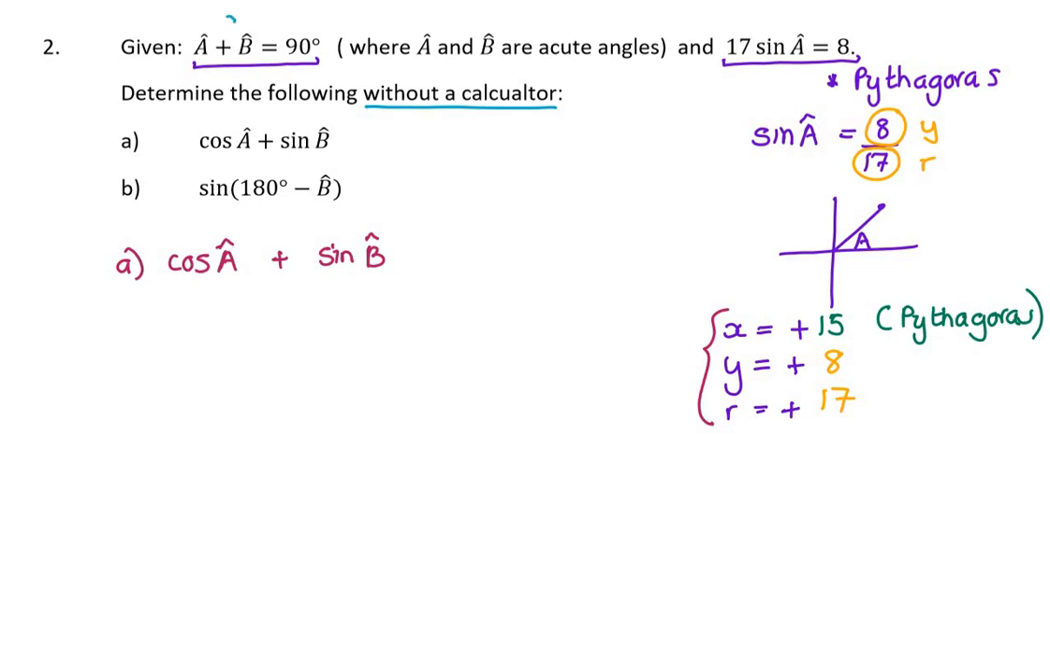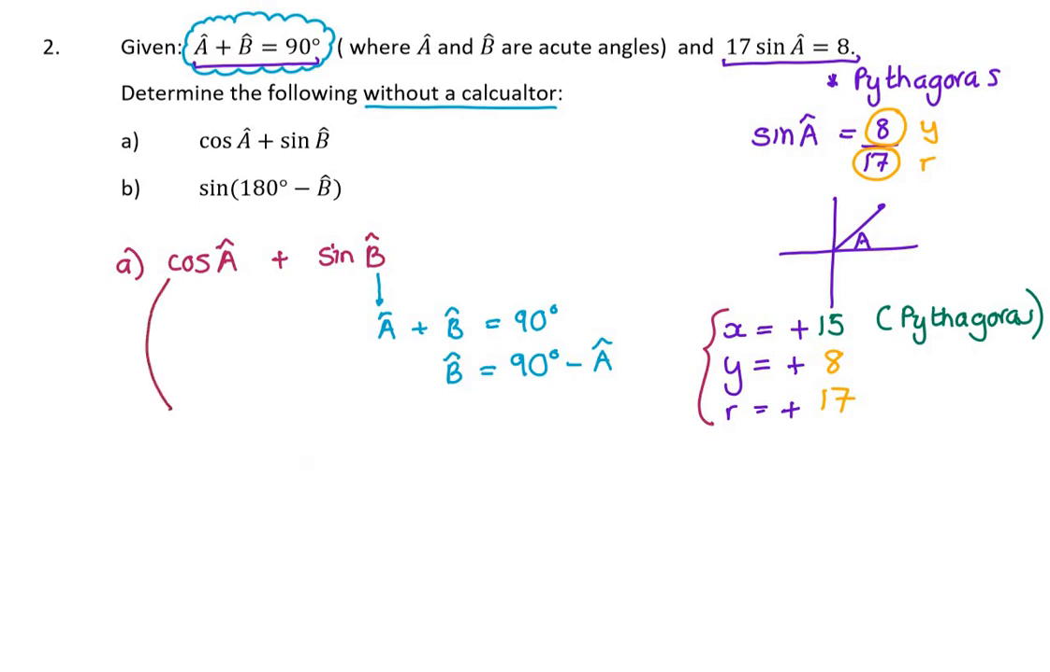So the only thing I know about angle B is that angle A plus angle B is equal to 90 degrees. So if angle A plus angle B is equal to 90 degrees, how can I express angle B? Well, angle B would be equal to 90 degrees minus angle A. That's quite useful to me because I know everything about angle A, and so if I can write angle B in terms of A, that's going to be really useful.